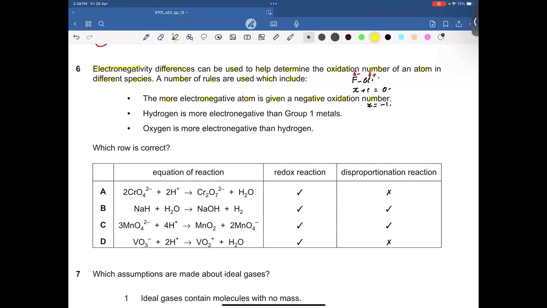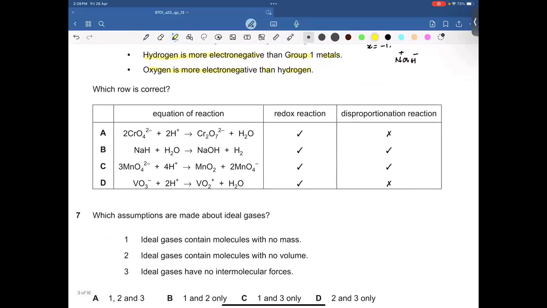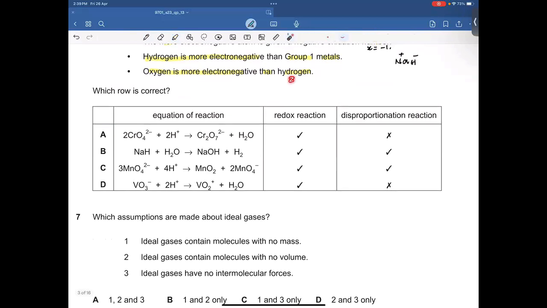Hydrogen is more electronegative than a group 1 metal. Obviously, if I'm talking about sodium hydride, in sodium hydride, sodium has a positive charge, whereas hydrogen is negatively charged. If hydrogen is negatively charged, obviously it is more electronegative than sodium. Oxygen is more electronegative than hydrogen. That's true, because the electronegativity of hydrogen is 2.1 and the electronegativity of oxygen is 3.5.